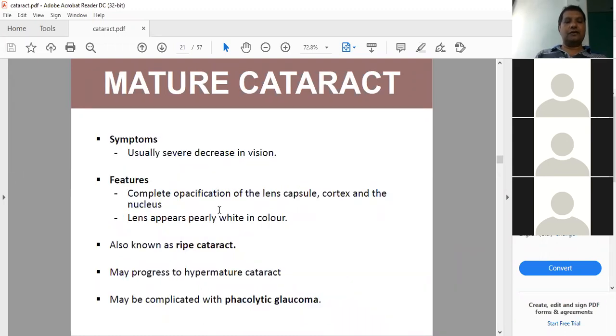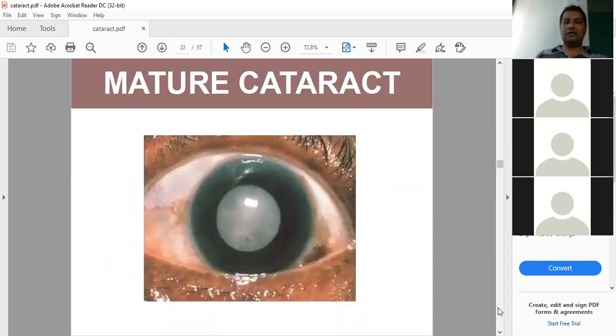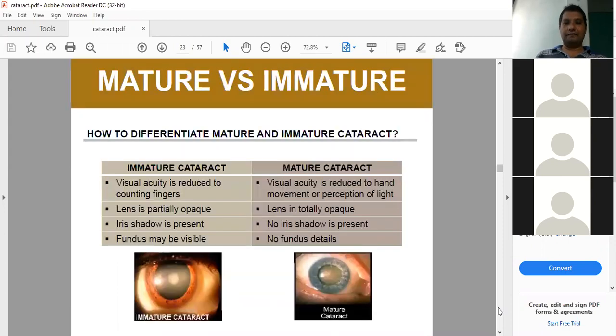In case of mature cataract, there will usually be a severe decrease in vision. There will be complete opacification of the lens capsule, cortex and nucleus, and the lens will appear pearly white in color. So this is the picture of mature cataract. Visual acuity is reduced to counting fingers in immature cataract, and to hand movement or perception of light in mature cataract.